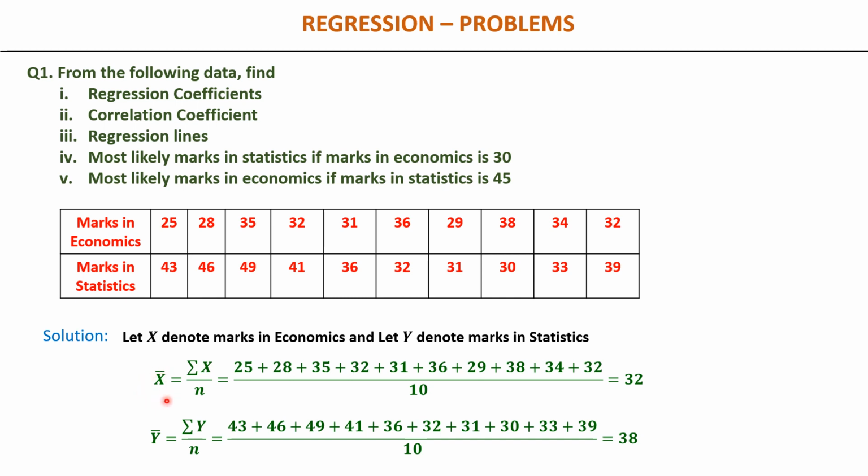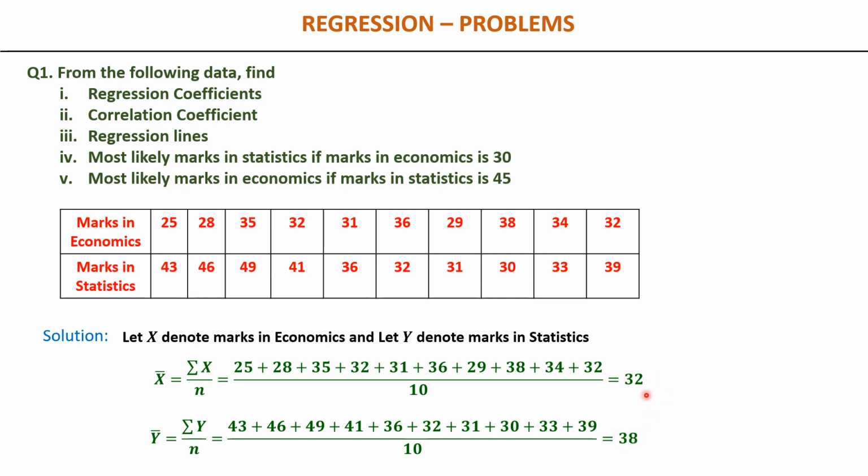So x bar is sigma x by n. So we have added all the values given to us divided by the total number of observations. So it's 320 by 10. So it gives us 32. Similarly, the mean value of y, which is y bar, adding up all the values of y, dividing it by n gives us 380 by 10, which is 38.